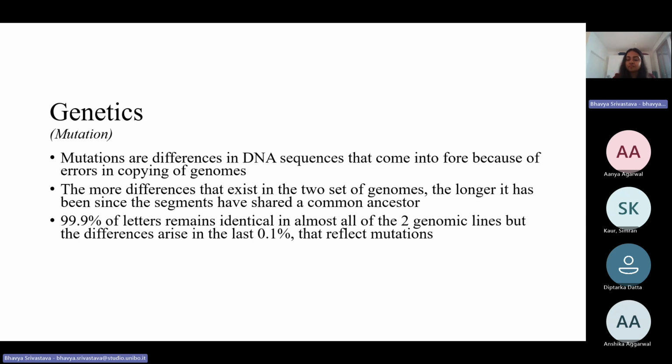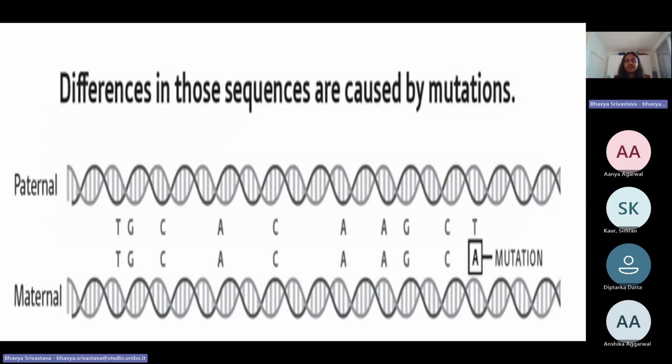As you can see, this is the father side of the DNA nucleotide, and the mother side of the nucleotide present. It will be almost the same for all of us. So T G C A G C A G G C, but in the last, as you can see, there's a difference. There's a T nucleotide coming from the paternal side, but from the maternal side it is A, and this difference is called mutation.